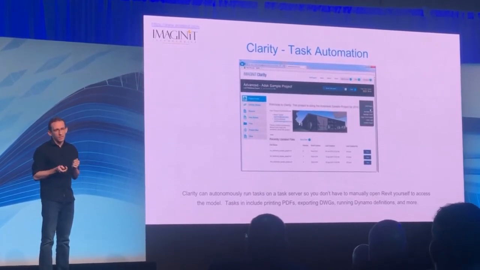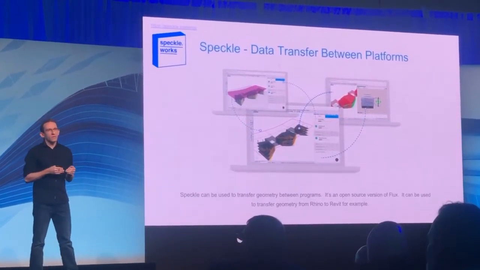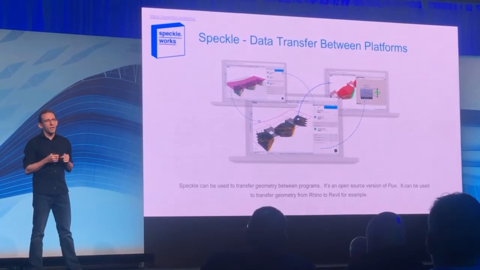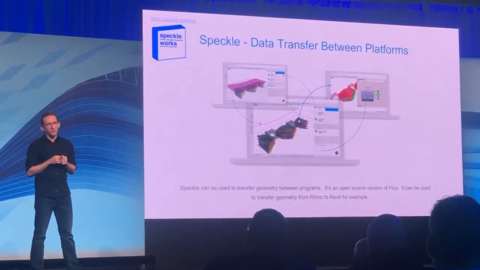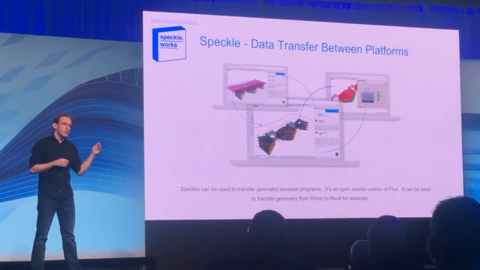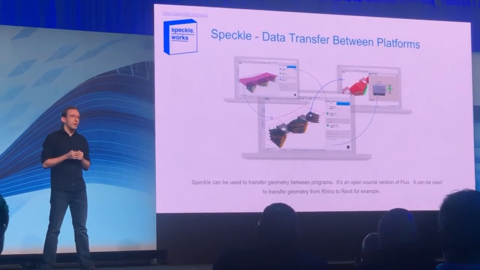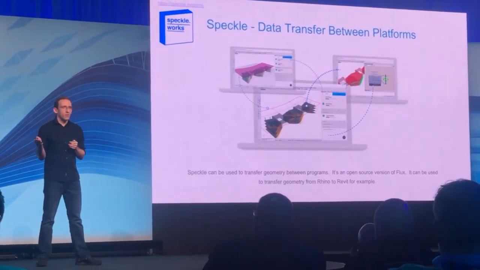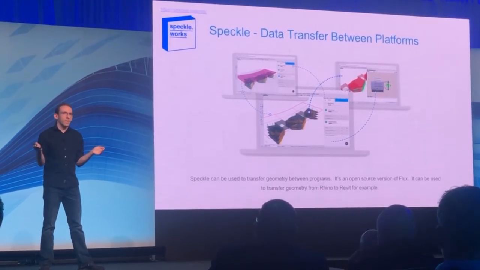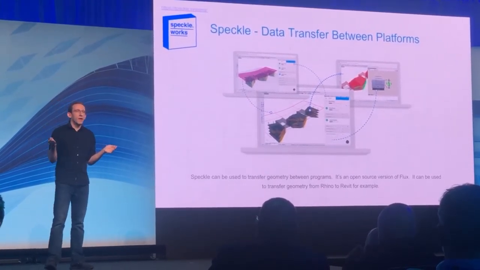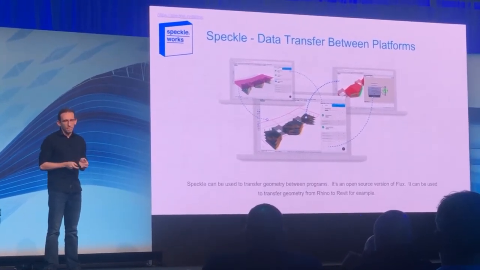Another one I want to mention is Speckle. Speckle is very similar to Flux, for those of you who remember that. It's an open source tool that allows you to transfer geometry between platforms. So with Flux, you can use it to transfer Rhino geometry from one session of Rhino to another if you wanted to share your working model with a consultant, or you can use it to transfer geometry from Rhino to Revit directly. Since a lot of firms oftentimes design in Rhino, this is a great tool to be able to work more easily with your design teams.